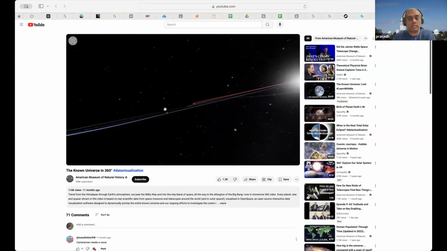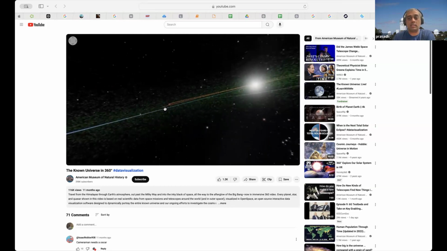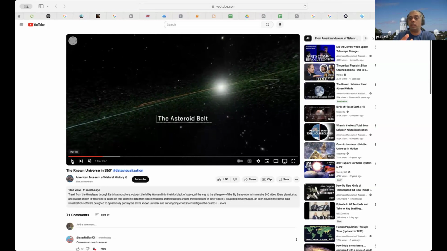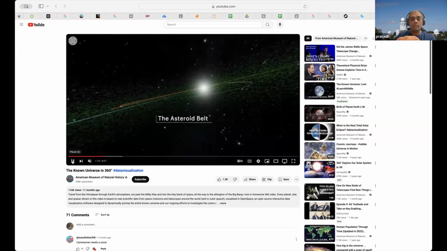When you get out to the next scale, you will see our sun is right at the center. And now you have this asteroid belt. You know, the asteroid belt is basically between two different planets beyond Mars, basically between Mars and Jupiter. And this is that asteroid belt that you can see.